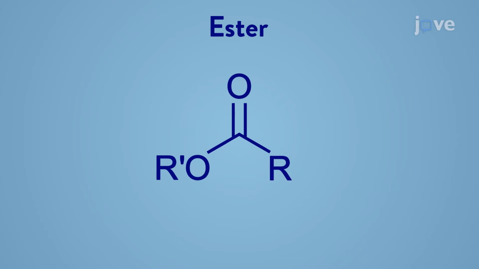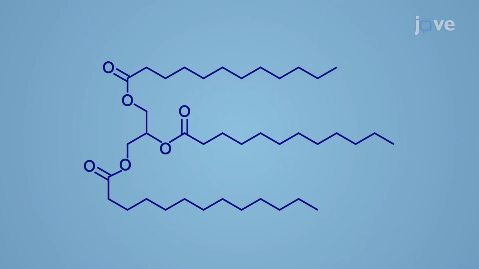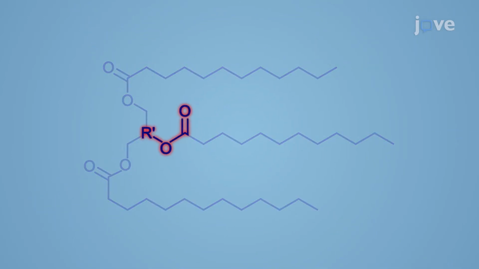An ester is a type of organic molecule that is like a carboxylic acid with the hydrogen of the hydroxyl replaced by an alkyl or aryl group. This group is labeled R' to show that it may be different from the R group on the other side. In a triglyceride, R' is the glycerol backbone, and each R group is the chain of a fatty acid.